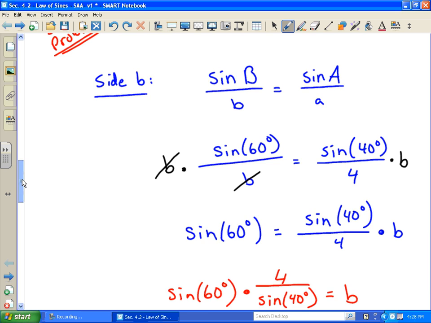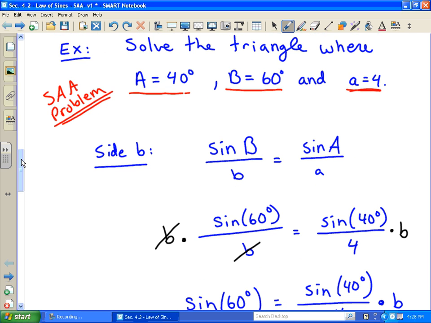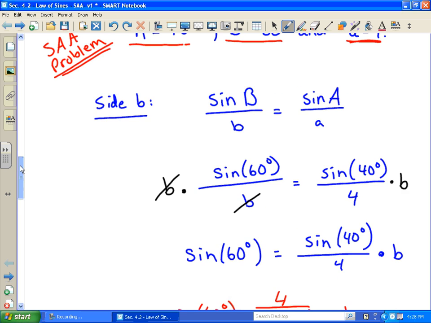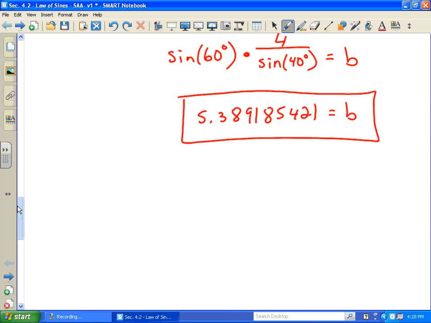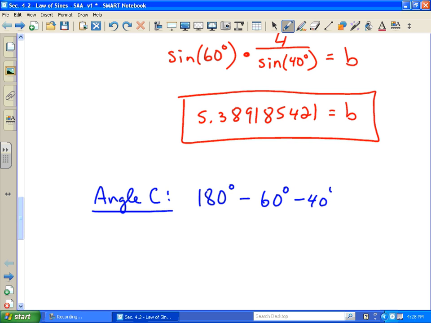Now, I also need to find the measure of side c. To do that, I have to find angle C first. In this case, I've been given two angles, so I can find angle C by using the knowledge that 180 degrees is the total of the angles. I take 180 degrees and subtract off the two angles that I've been given, the 60 degrees and the 40 degrees. That leaves me with 80 degrees. So angle C equals 80 degrees, and that's an exact measure.